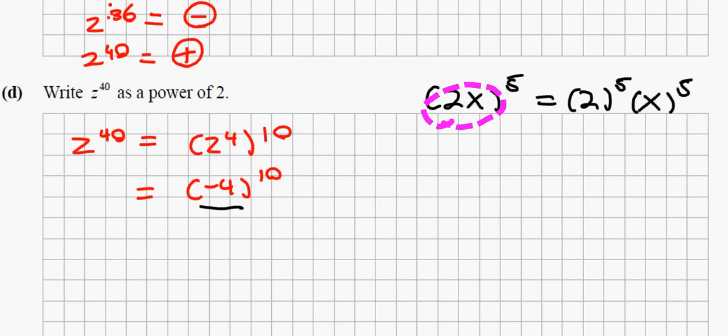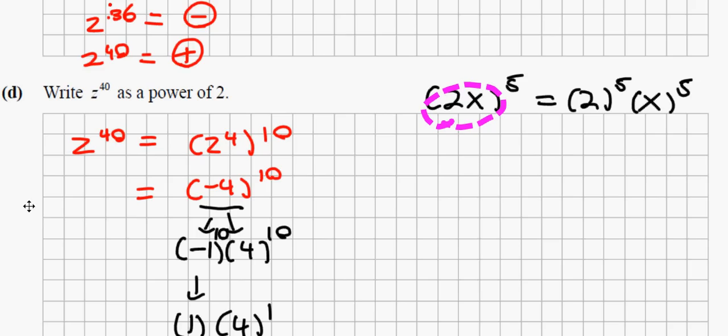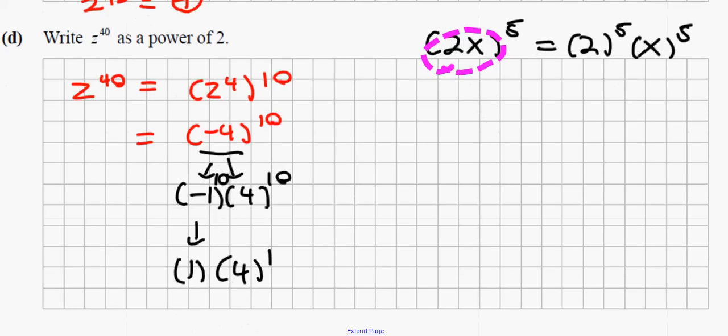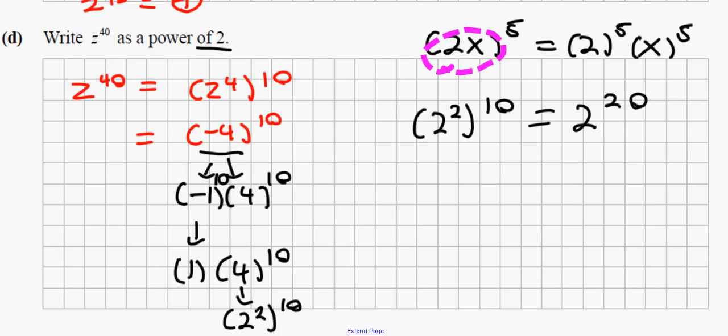Okay, and what can happen next is basically I can break it up in the same way. I'm going to break minus 4 up into minus 1 and 4 to the power of 10. And minus 1 to the power of 10 is 1. And now I'm left with 4 to the power of 10. Now 4 to the power of 10 is basically, I got to change it as a power of 2. So 4 changes into 2 squared. 2 squared to the power of 10 is 2 to the power of 20. So we know that Z40 is 2 to the power of 20.